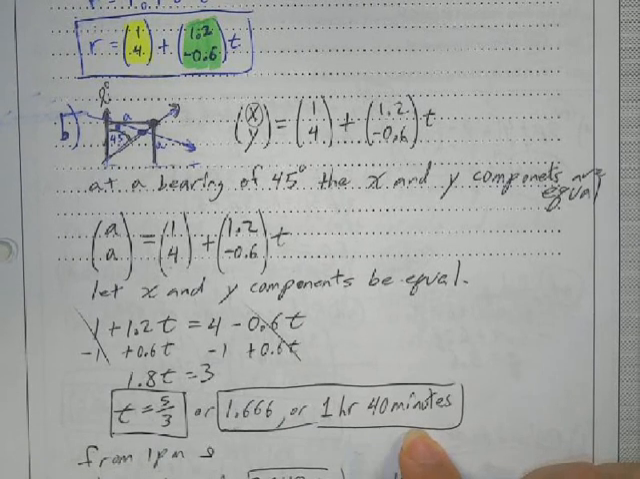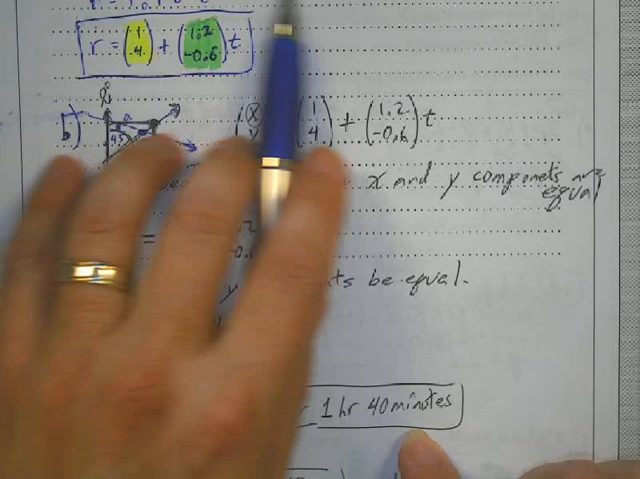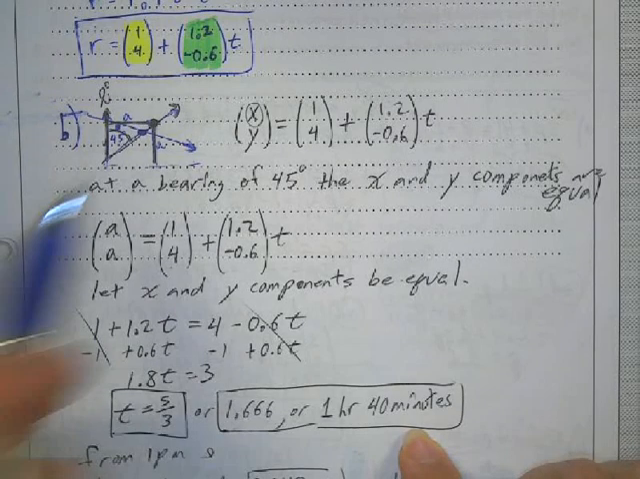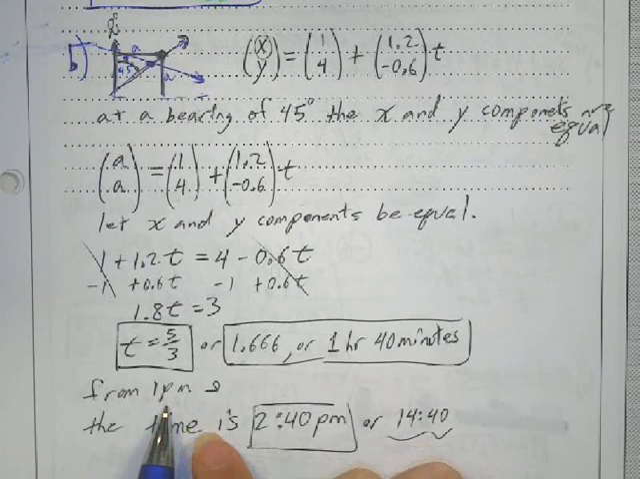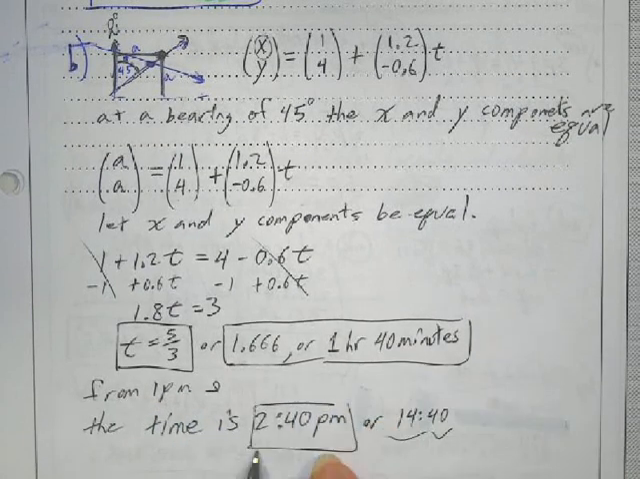So find the time at which the bearing of the ship is 45 degrees. We started off at 1 p.m., and an hour and 40 minutes later gets me here at this time.